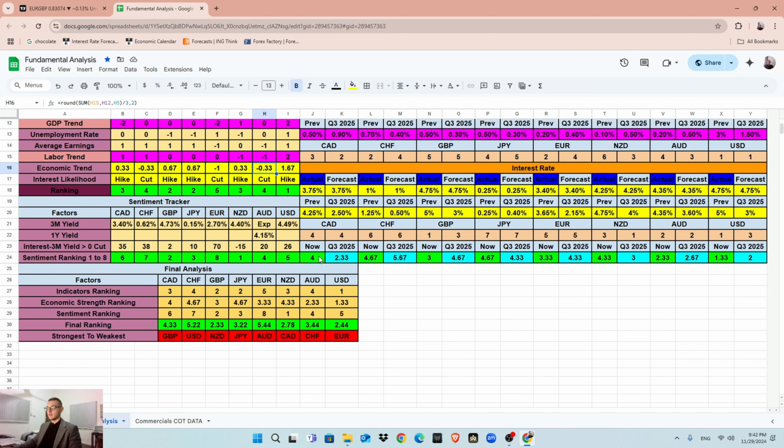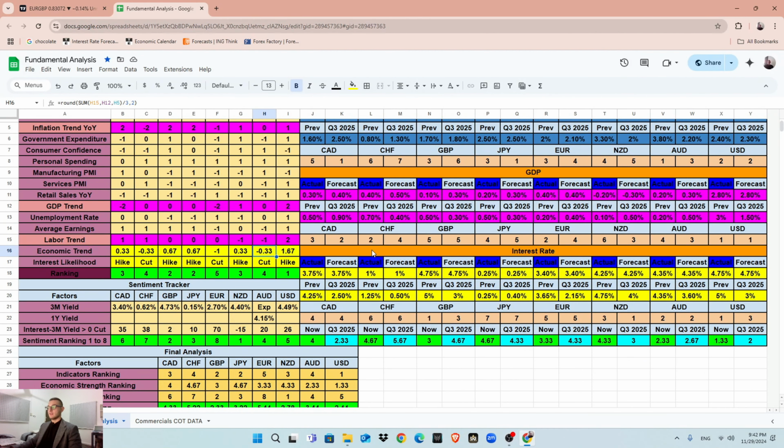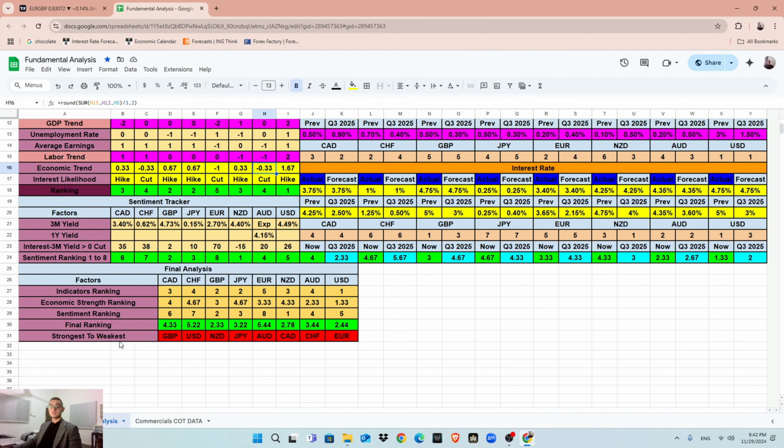I already have a ranking for the economic strength, and I have a final ranking right now, and I order the currencies from the strongest to the weakest, in my opinion. So this is not financial advice, this is just journaling, personal experience and personal development. Okay, now based on the fundamental analysis that I did, the strongest currency is the pound and the weakest currency is the euro.